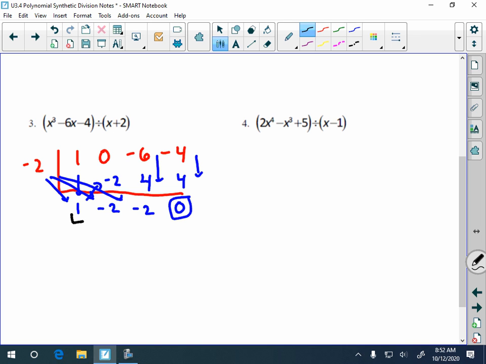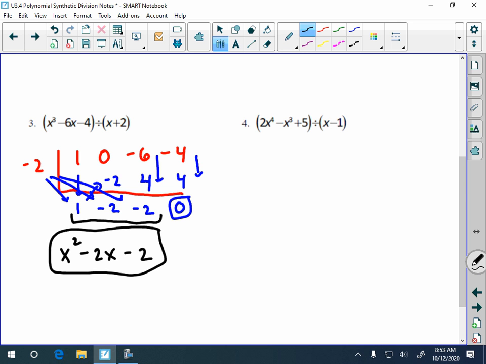Right, so again these are the coefficients. 1, negative 2, and negative 2. Our original problem started with x to the third, degree 3, so we're going to drop it. So ours will start with a degree 2, x squared. So 1x squared minus 2x minus 2. And since there's no remainder, no fraction.